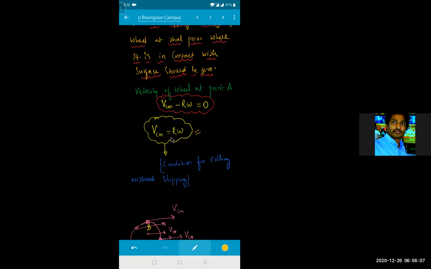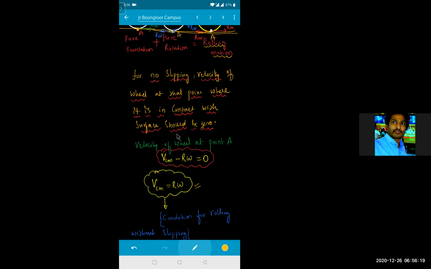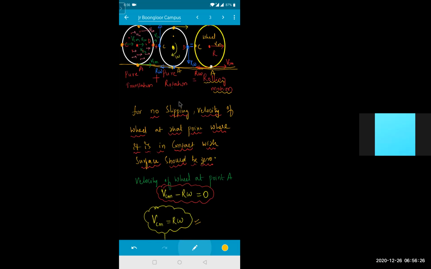So VCM is equal to R omega. So the condition for rolling without slipping is VCM equal to R into omega. Is it clear? So what is the condition for rolling without slipping? The velocity of your center of mass, this VCM, is now equal to how much? R omega.